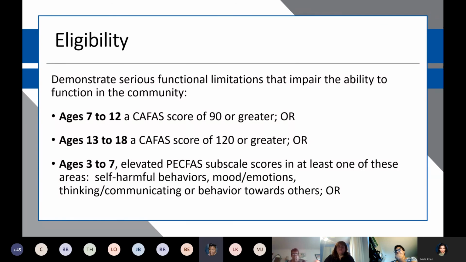Okay, then we're going to go on. I'm not sure if most of you are aware that we have kids on the SED waiver under the age of 3 as well.